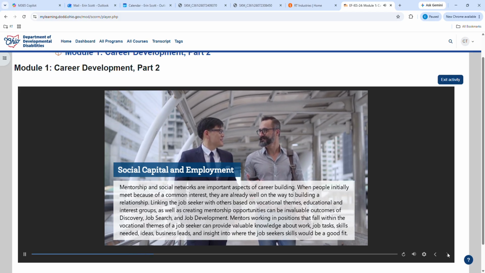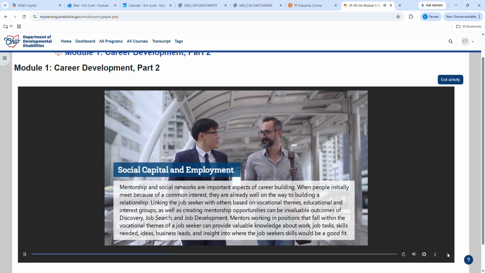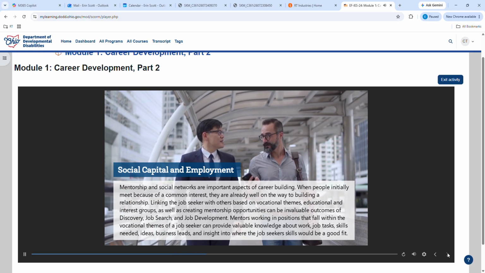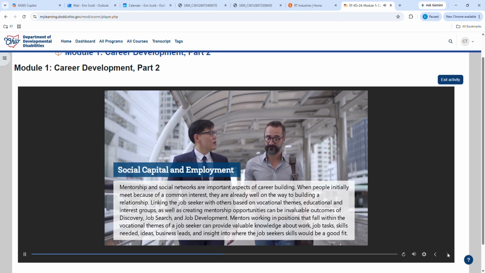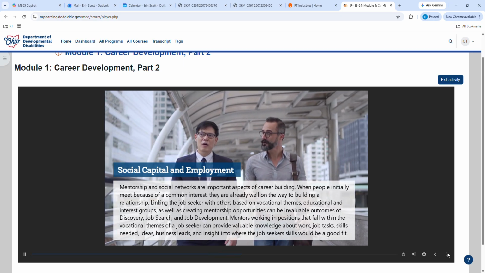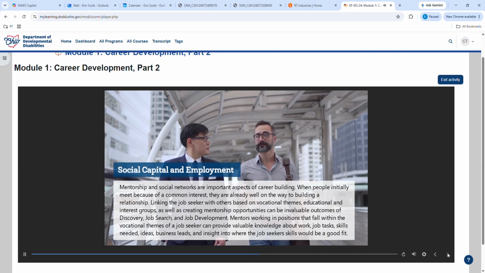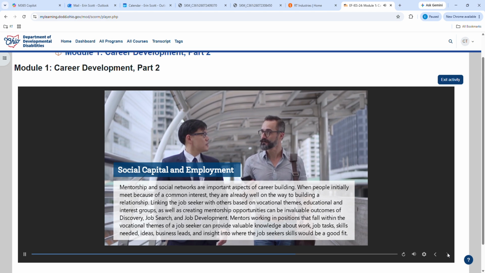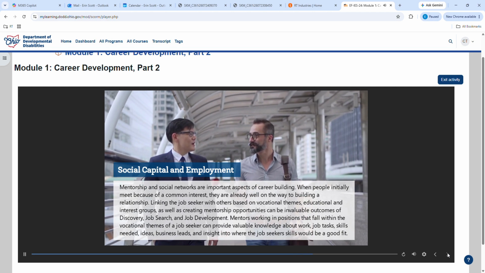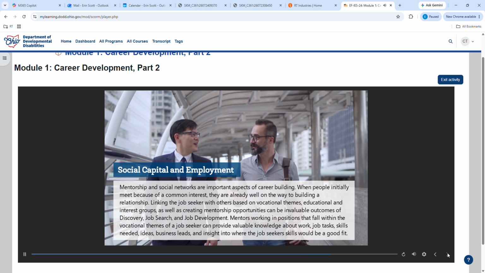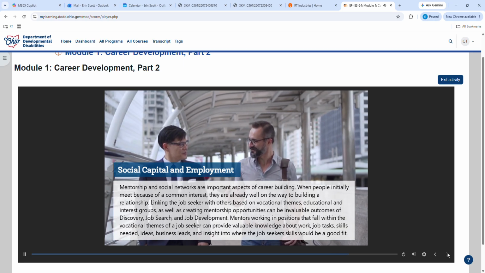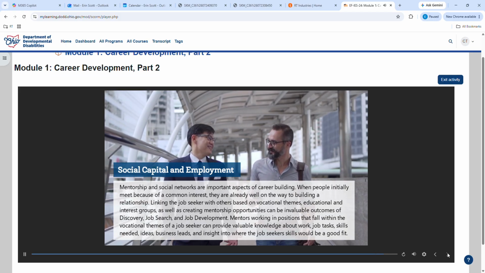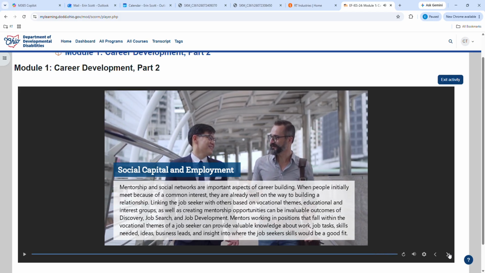Linking the job seeker with others based on vocational themes, educational and interest groups, as well as creating mentorship opportunities can be invaluable outcomes of discovery, job search, and job development. Mentors working in positions that fall within the vocational themes of a job seeker can provide valuable knowledge about work, job tasks, skills needed, ideas, business leads, and insight into where the job seeker's skills would be a good fit.